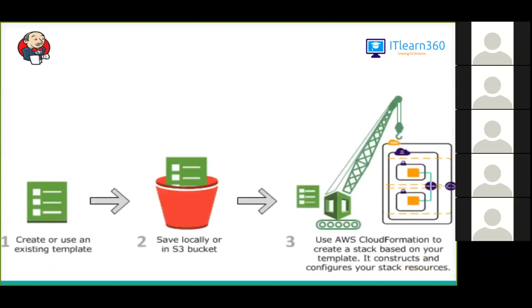So this is the workflow. How does CloudFormation work? We have a template, and we store that template in our S3 bucket. The template can be a JSON file or a YAML file. Using that template, we use AWS CloudFormation to deploy it, and AWS CloudFormation takes care of deploying our infrastructure. It will launch instances, database servers, and everything required for your infrastructure.